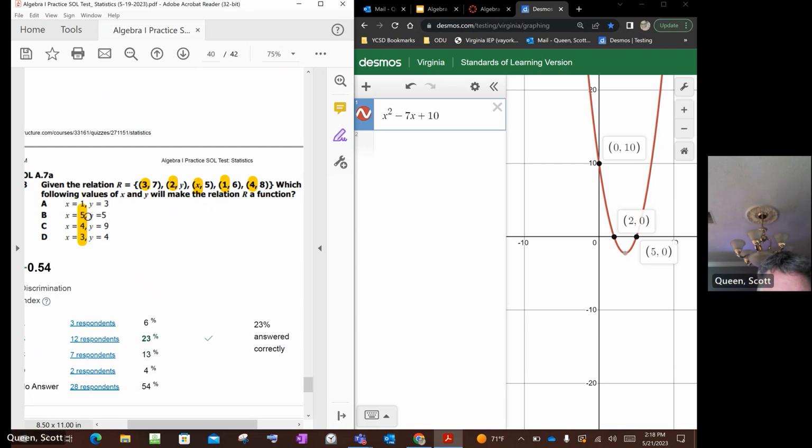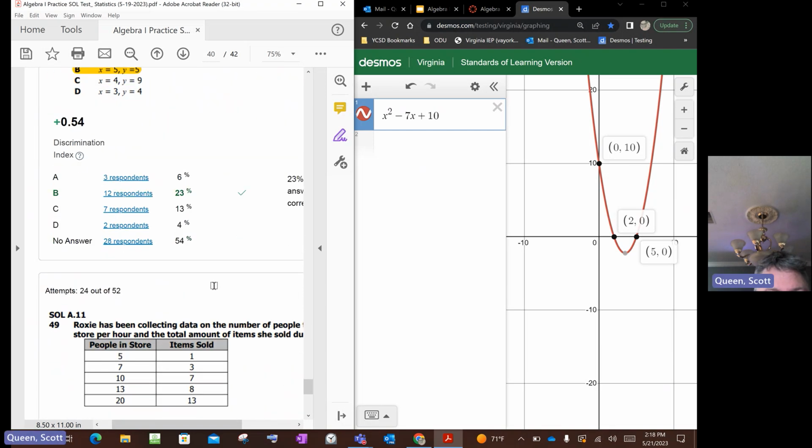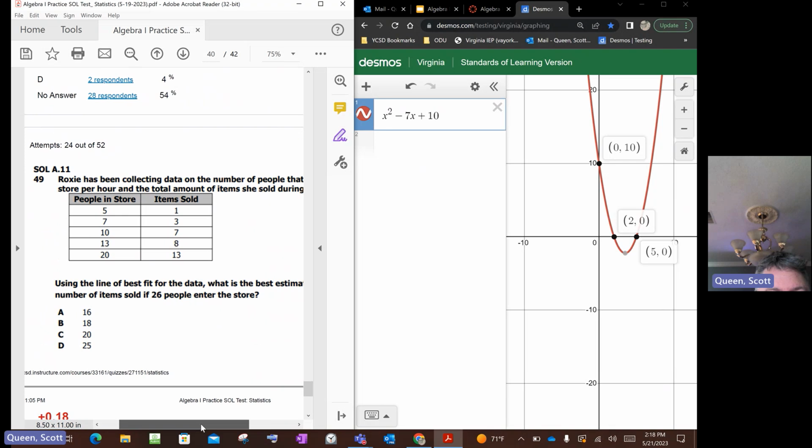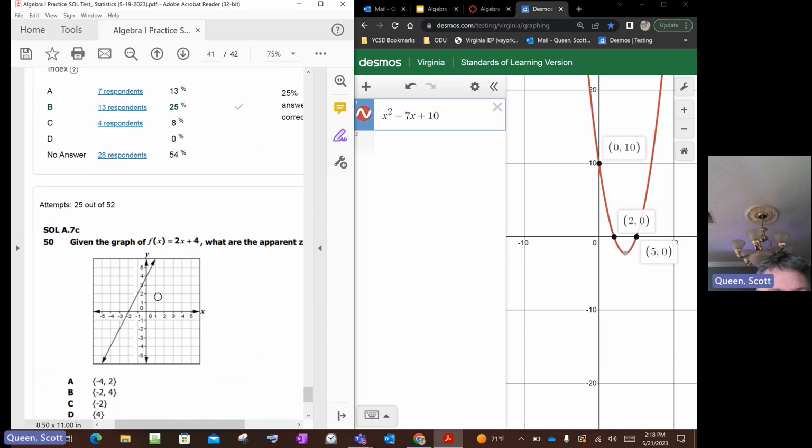All right. Is 1 up here already? Yes, it is. Is 5 up here already? No. Is 4 up here? Yes. Is 3 up here? Yes. So the only one that was going to work is B, because x doesn't repeat. We don't care about the y's when it comes to this function. Easy, easy. Based on the answers, the majority got it right, but too many people missed it. Easy, easy, easy. All right, 49. 49's got words. I don't want to mess with that. I'll come back. All right, 50, the last problem.